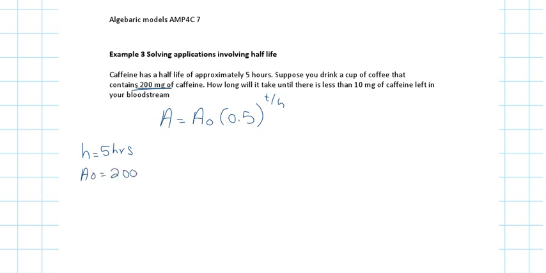How long will it take until there is less than 10 milligrams of caffeine left? We're going to have to find T. What else do I know? So you know A is 10. Now I'm going to plug in the given information to the formula. So A is 10. A0 is 200, or A naught. And then I don't know what T is. I know that my half-life is 5.